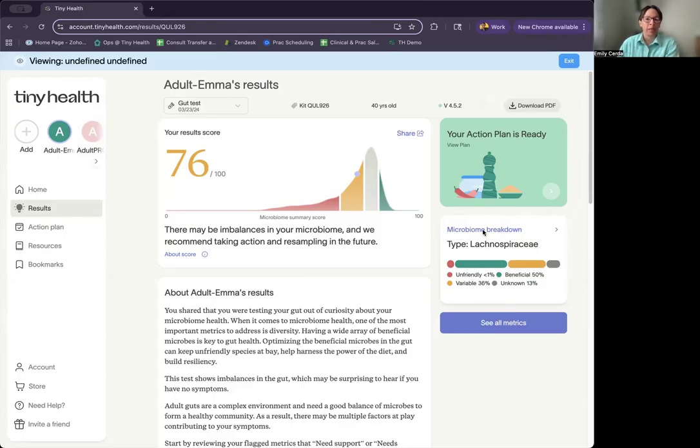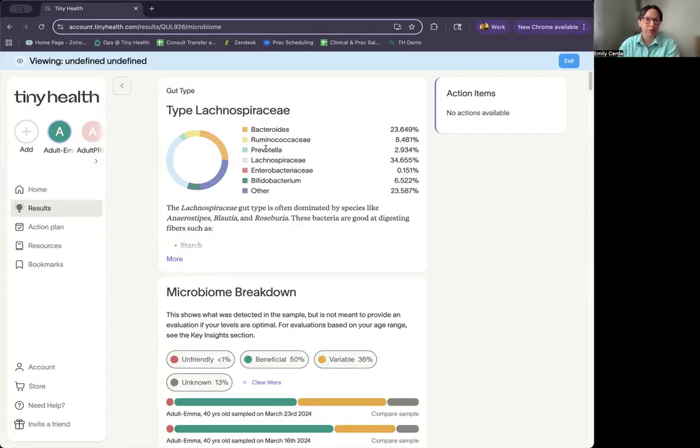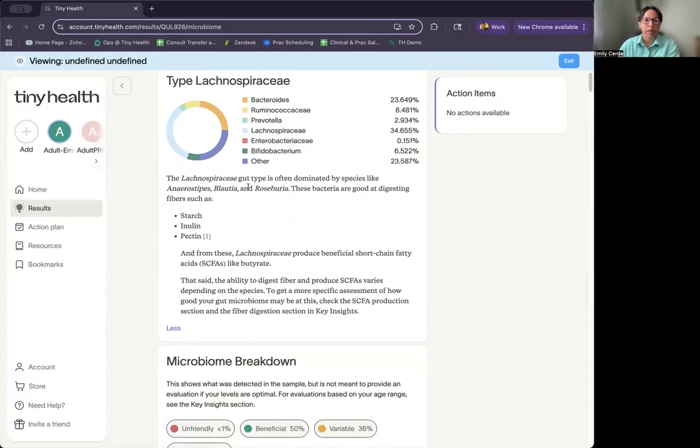So this is where I'm going to click into. This is a very data rich area, one of my favorite places in the test. So here at the top, you're going to have this patient's gut type. So this patient has a type Lactospiraceae, and we can see here the Lactospiraceae is at about 34.5%, and that does take up the majority of the percentages compared to the other genus of bacteria in this individual's gut. So that's why this is considered their gut type, because it's the major genera. Down below, you can click more and you can read about this individual's gut type. So Lactospiraceae, you can see what bacteria really dominate this and what it's great at, which is digesting some fibers and creating some butyrate, which is a wonderful gut type to have.